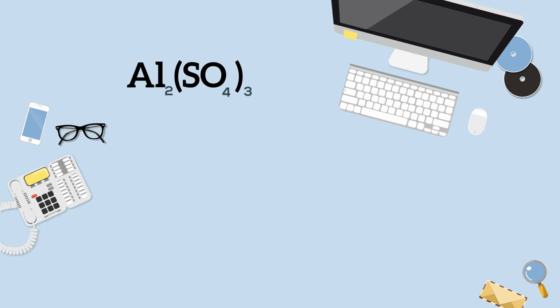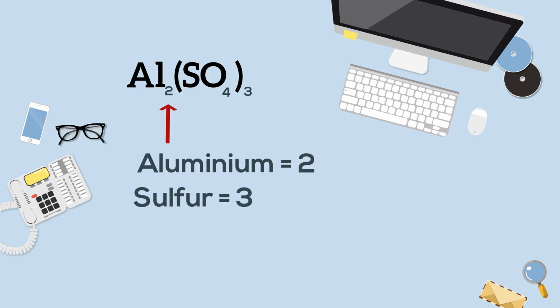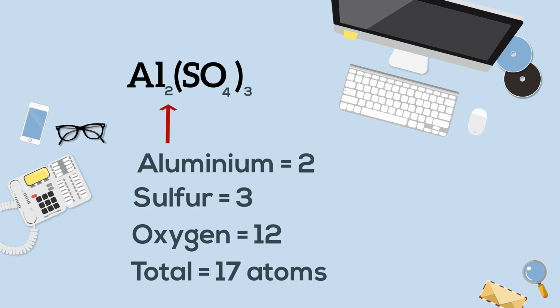And finally, let's look at one with parentheses. You have aluminum sulfate. So you have a subscript of 2 behind the aluminum, so you'll have 2 aluminums. Then sulfur, you take the 3 on the outside of the parentheses, so you will have 3 sulfurs. And then for oxygen, it will be 4 times 3 for 12 oxygens. And that gives you a total of 17.